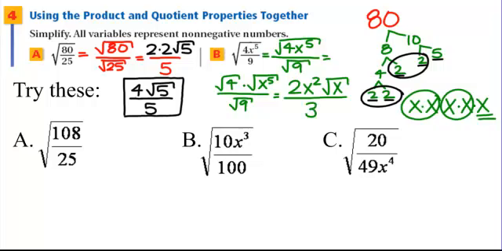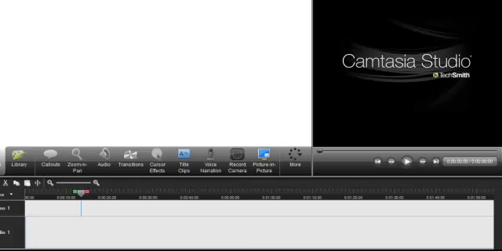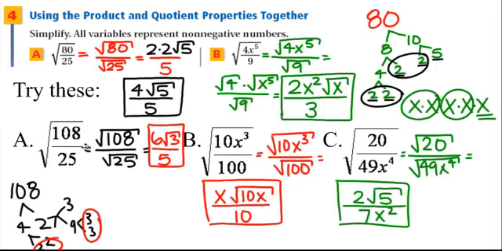Double check that nothing can be simplified, like your stuff on the outside, and when it can't, you are all done simplifying. Go ahead and pause the video and try these next ones and make sure you can do this stuff on your own. Alright, these are the answers I got.